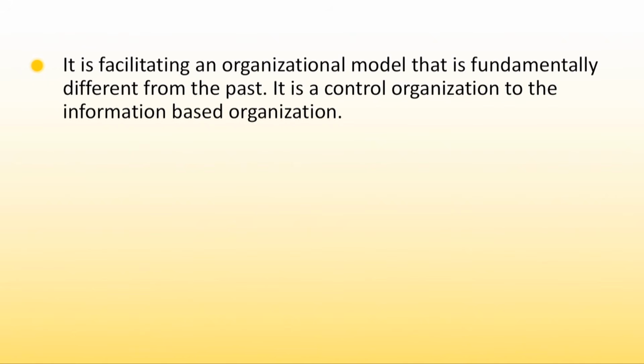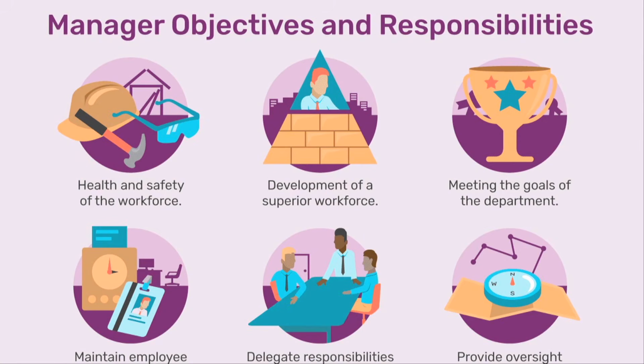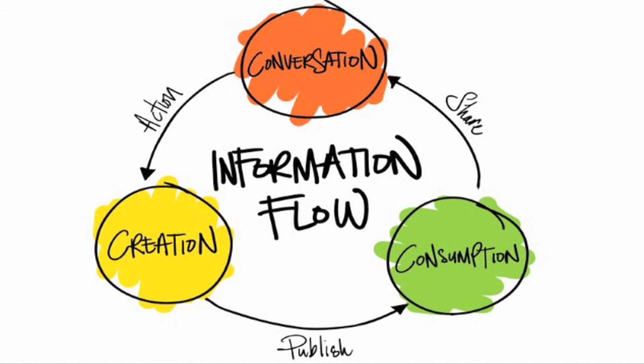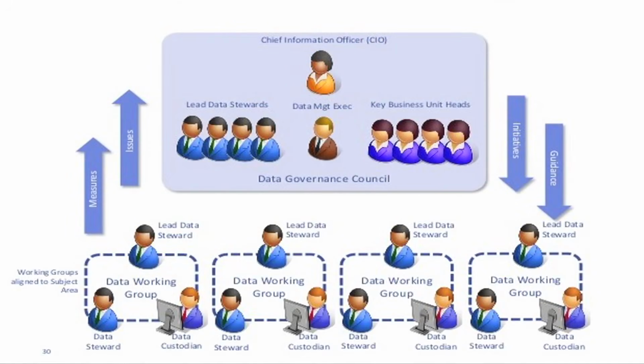It is facilitating an organizational model that is fundamentally different from the past, a move from a control organization to an information-based organization. The emerging forms of techno-organizational structure involve changes in managerial responsibilities, communication and information flows and workgroup structures.